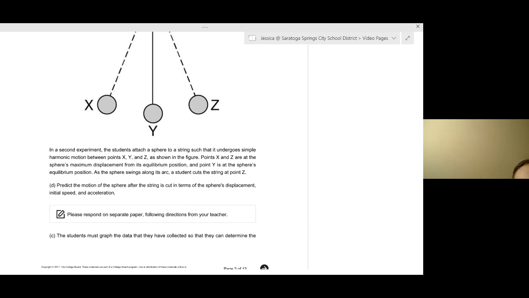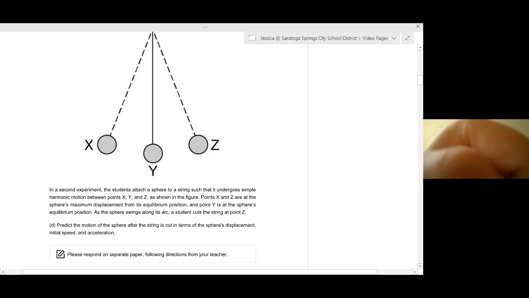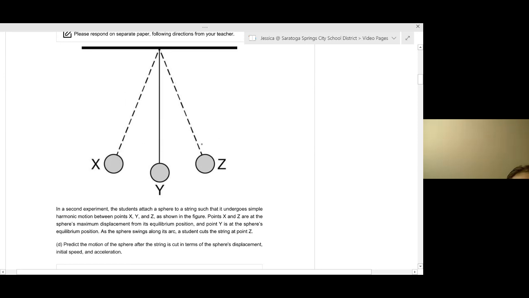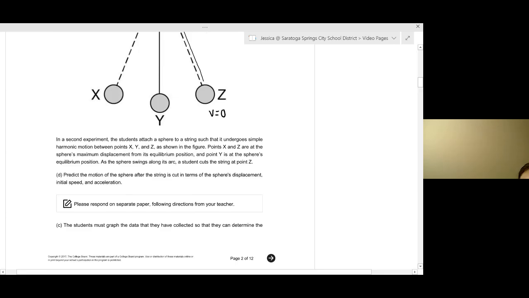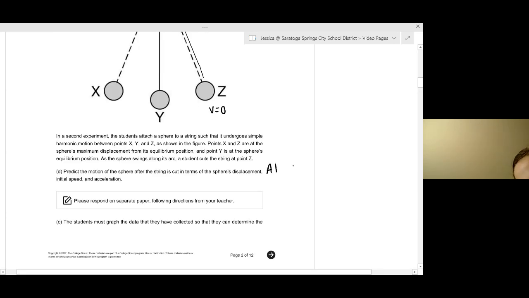At this location, at Z, remember, we are momentarily at rest. So we have no velocity in any direction because we are momentarily at rest. So at Z, the sphere is momentarily at rest. Okay, so I talked about initial speed. Now I need to talk about acceleration.